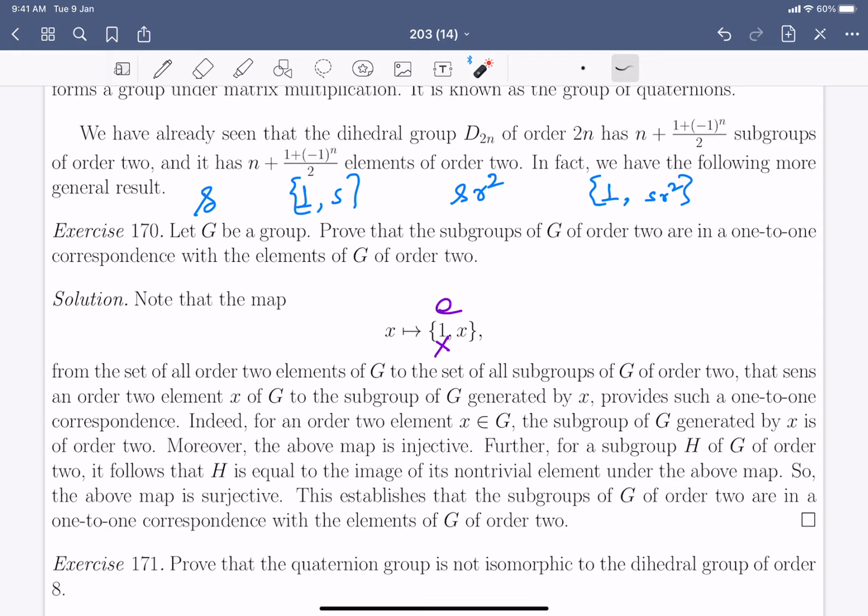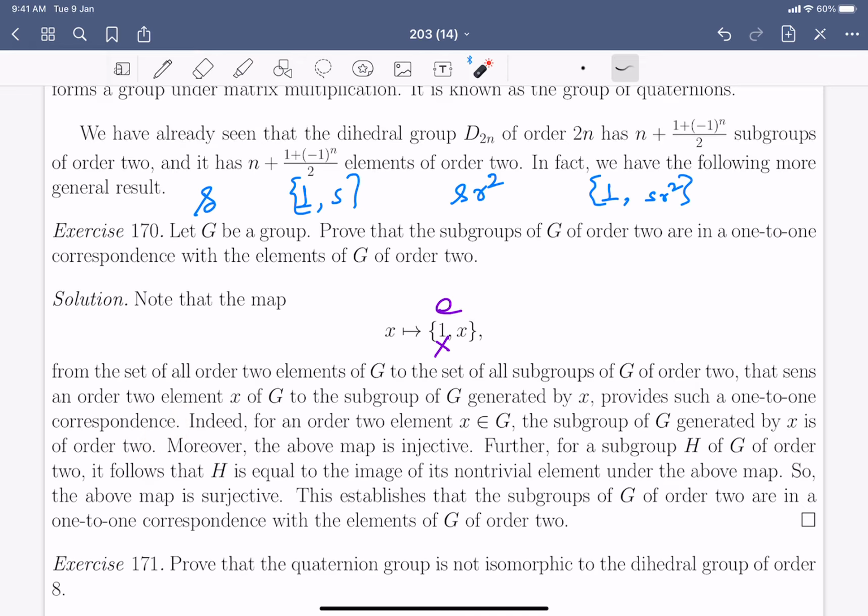In fact, if we pick an element X of order 2, let's first note that the subgroup of G generated by X is indeed of order 2, and thus the above map from the set of all elements of G of order 2 to the set of all subgroups of G of order 2 is a well-defined map. That's the first thing that you need to see. So this shows that this map is well defined.